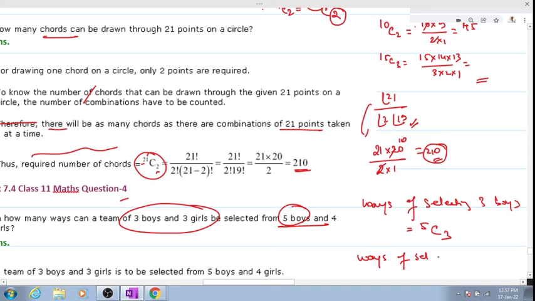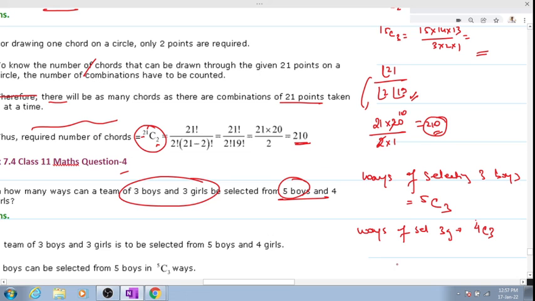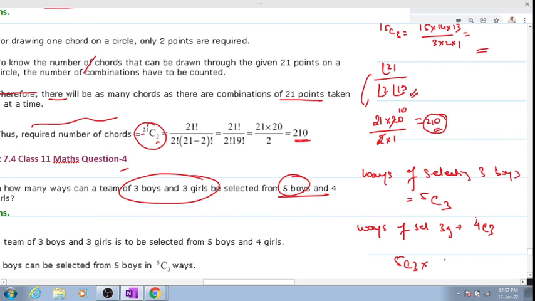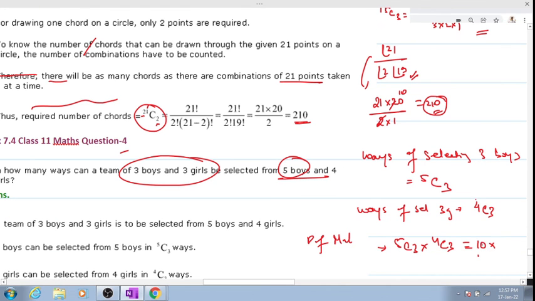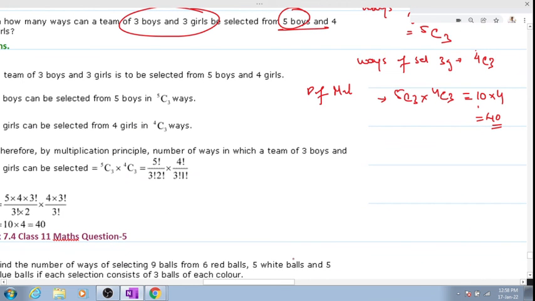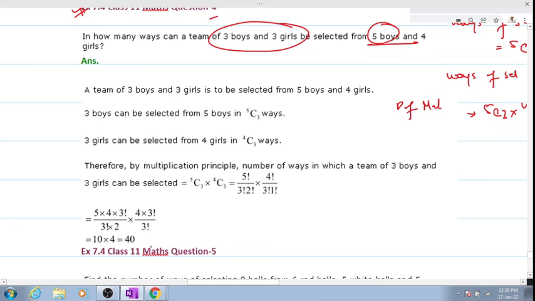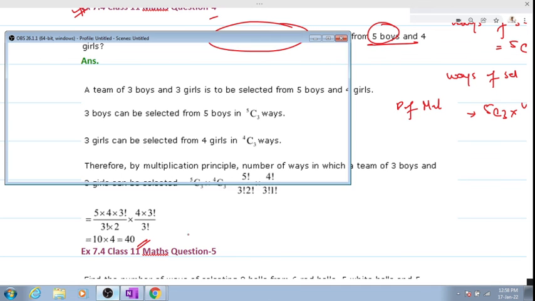Ways of selecting 3 girls will be 4C3, and now the condition is over, so what will we do? 5C3 into 4C3. Tell me the final answer. Is this clear? Yes or no? This is by the principle of multiplication. 5C3 is 10 and 4C3 will be 4. Are we getting 40 as the answer? Has everybody understood this numerical? Yes or no?